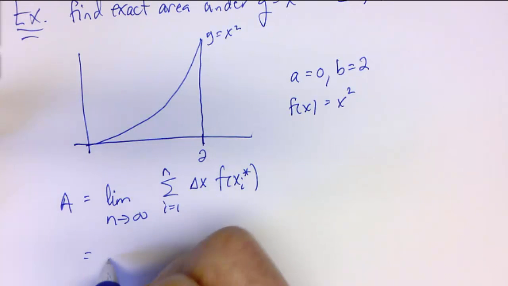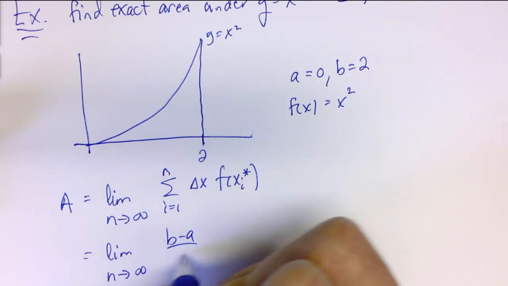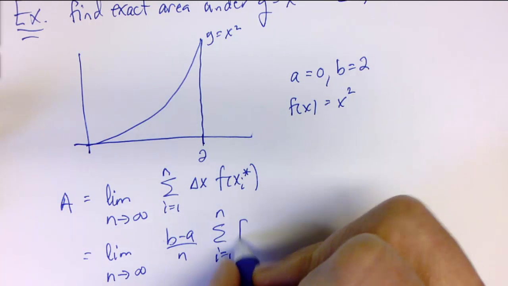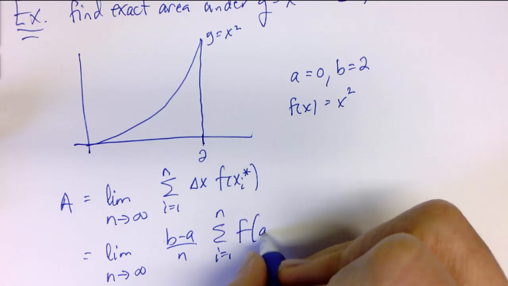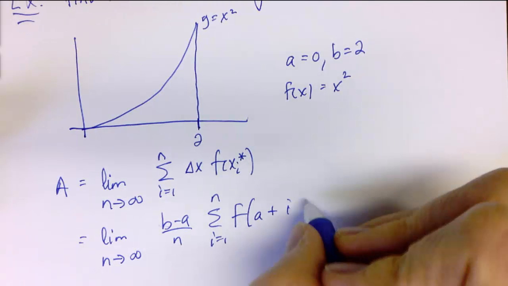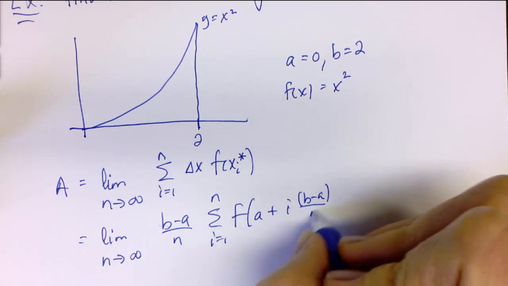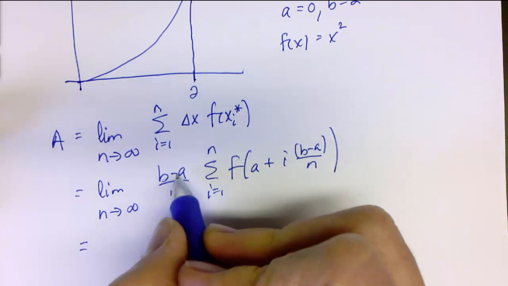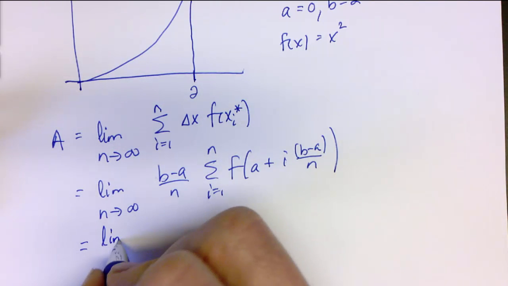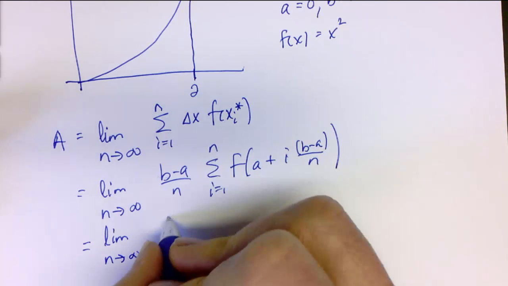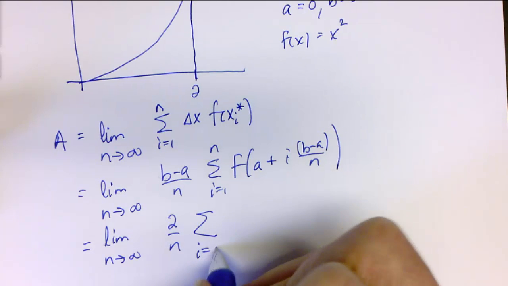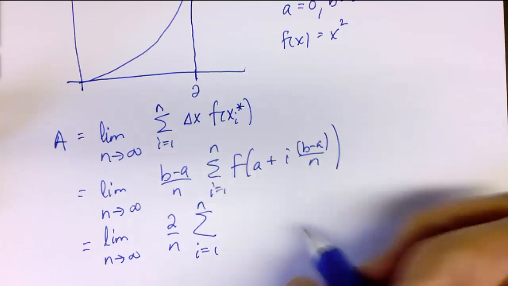So we're going to have the limit. I'll just write down the computational formula again here, and then we'll substitute into it. So b is 2, a is 0, so we get here the limit as n goes to infinity of 2 over n. These limits are kind of awkward and take a lot of work to get set up.